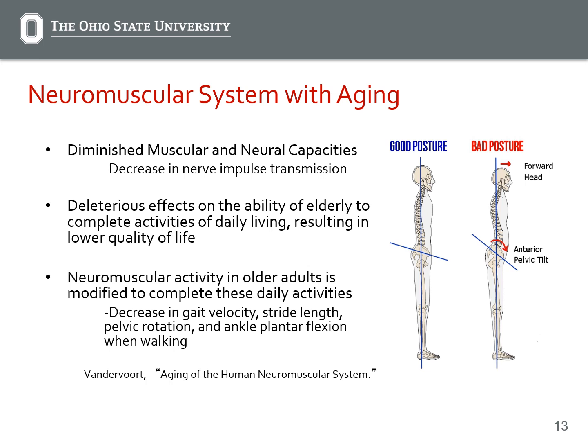Again, this results in compromised daily living activities. It decreases quality of life. Again, that neuromuscular control at the muscle tissue level, we see a lapse in transmission there as well. What we'll see mostly is a decrease in gait velocity and stride length. We see differences in pelvic rotation, ankle and plantar flexion when walking.